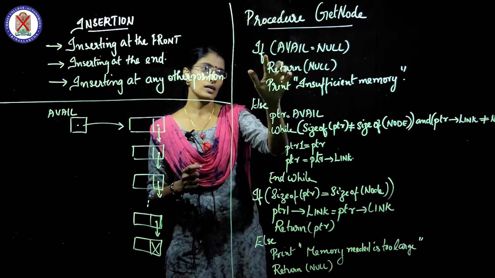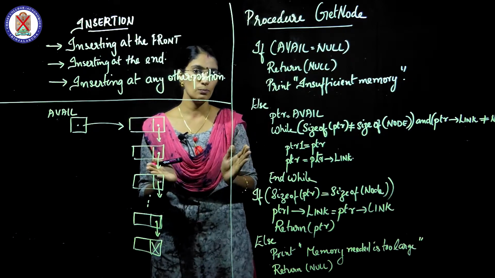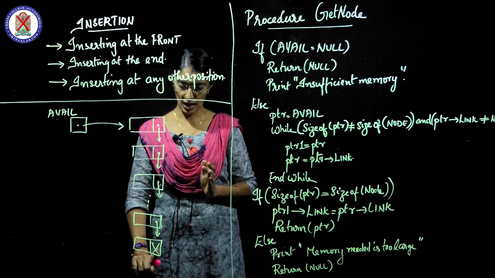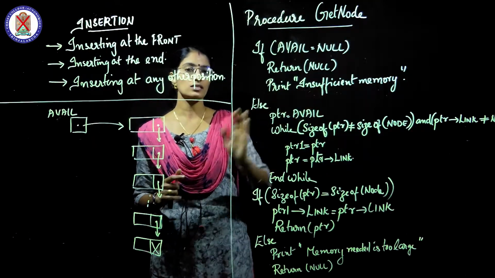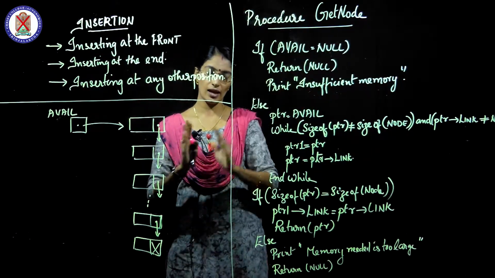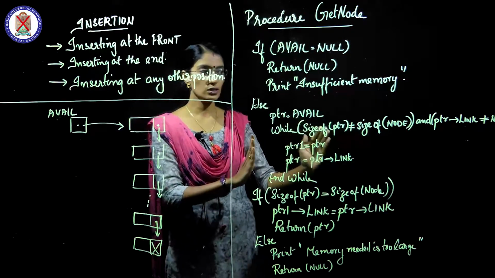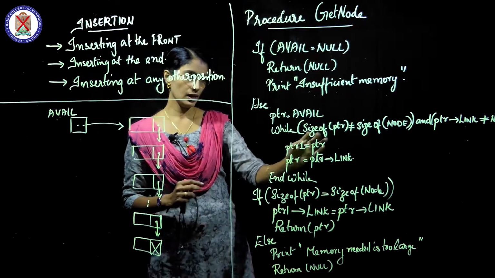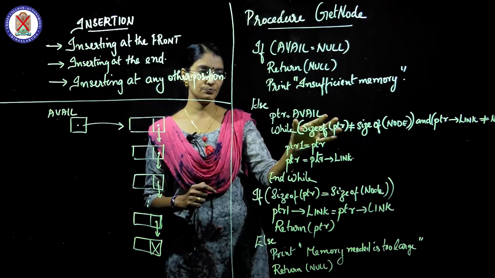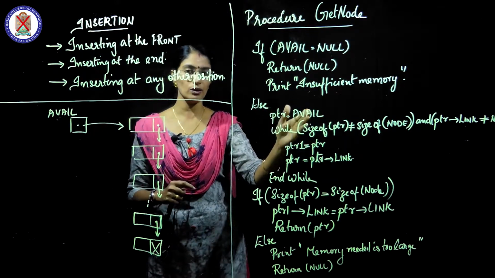As I said, if avail equal to null, that means we have no memory. Avail will be pointing to the null, that is the last one probably, and we have insufficient memory. The else part, if avail is not equal to null, that is we are having memory, then in this part we will be searching for the particular size of the node. Now let's take another variable ptr and assign it as avail. So now ptr will be taking the duty of avail.